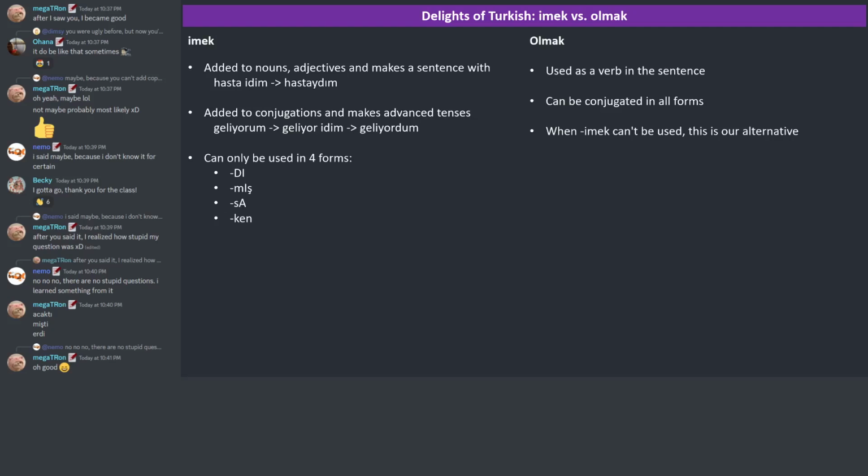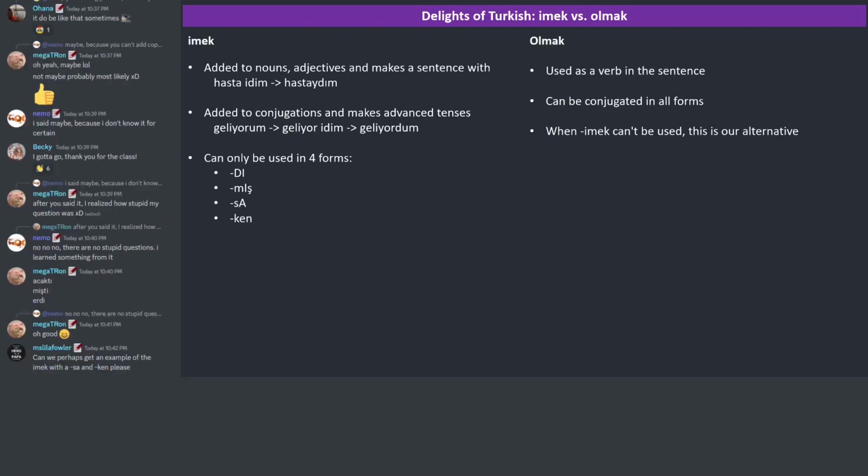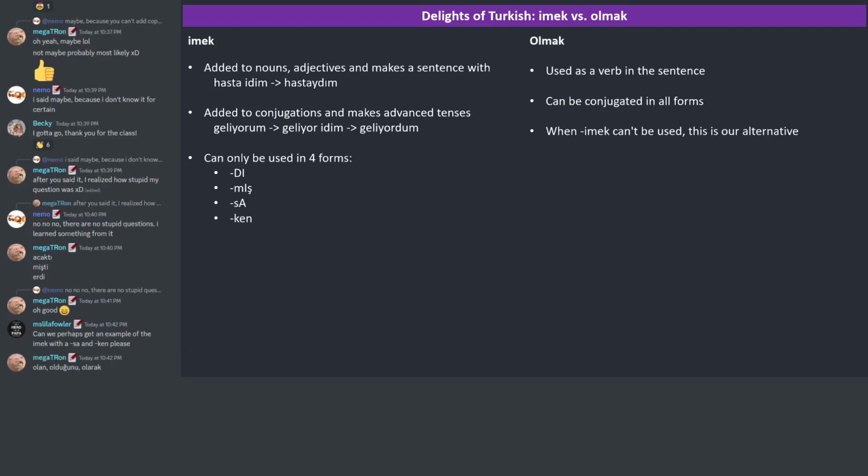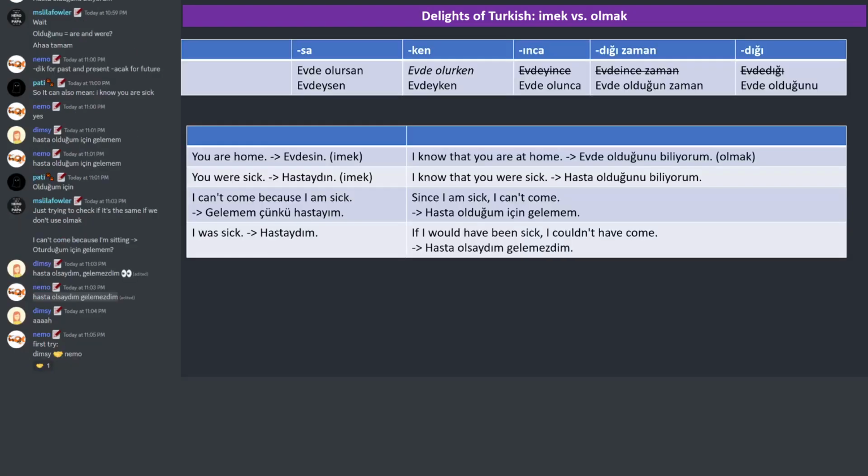I'm trying to read the chat at the same time. Yeah, Lila, exactly. I will talk about advanced forms. I will show you how imek turns into olmak when you change the structure of the sentence. Yes, like these examples.